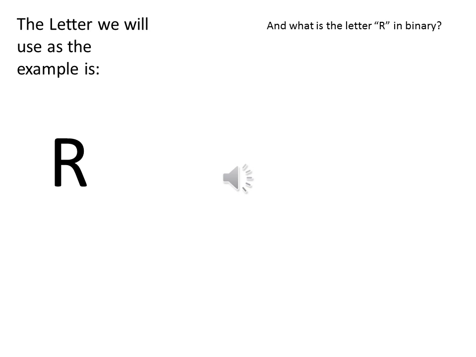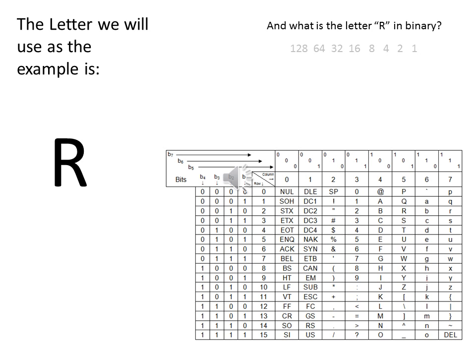And what is the letter R in binary? Compliments of Wikipedia, there is a chart that shows the binary equivalence of a large number of characters. So if we look for the letter R, and then we move over to the left, we will see under the B1, B2, B3, and B4, those are the first 4 bits for the letter R, which happen to be 0, 1, 0, 0. So let's move those up under our chart above.